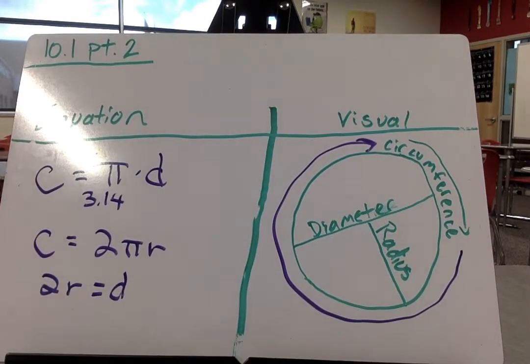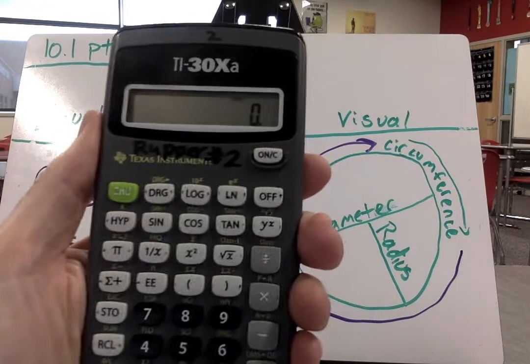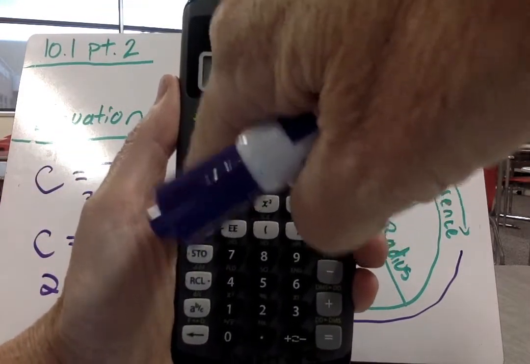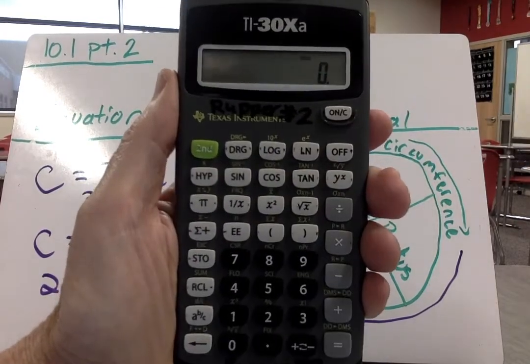Okay. Next, we're going to go ahead and do some problems. So here on the calculator, if you have this calculator, pi is right there. It's 2 below the green button right there.